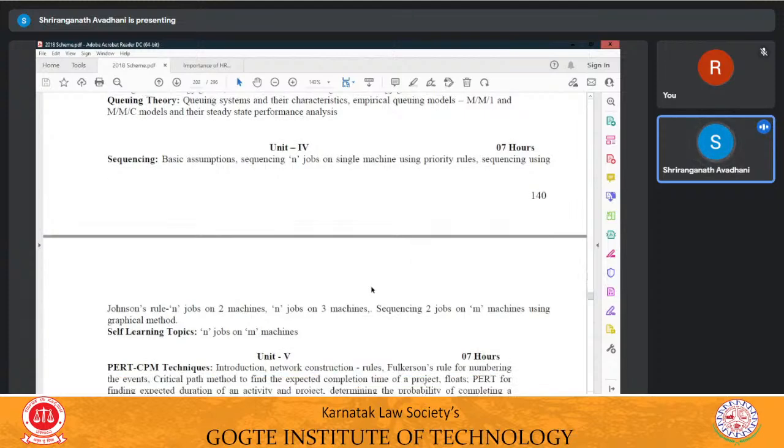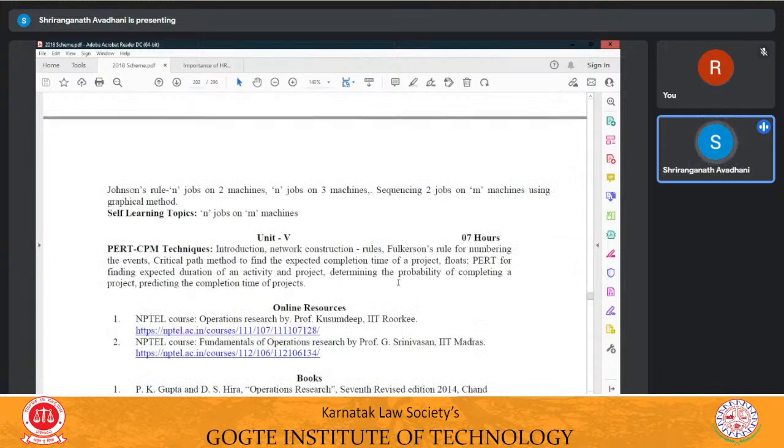Then the last unit is an extension of your network construction techniques. One is called CPM, that is critical path method, and the second is called PERT, that is project evaluation review technique. So these 2 techniques are basically applied to a network. When I say network, it is a group of activities we are attaching together and solving for a particular thing, say, what is the project duration, or how much time is required to schedule a particular activity, what is the probability of completion of a particular project. All these unknowns you are going to calculate by using these network techniques.